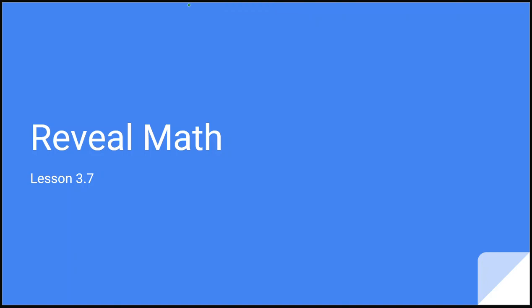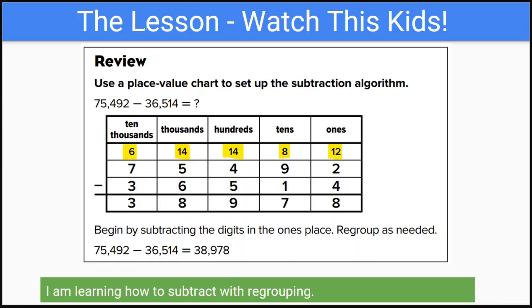Let's take a look. All right, here's the lesson for today. Watch this. It says use a place value chart to set up the subtraction algorithm. An algorithm just means the steps that you're taking to solve the problem. So there's specific steps we have to do right here. It says begin by subtracting the digits in the ones place, regroup as needed. So let's talk about that.